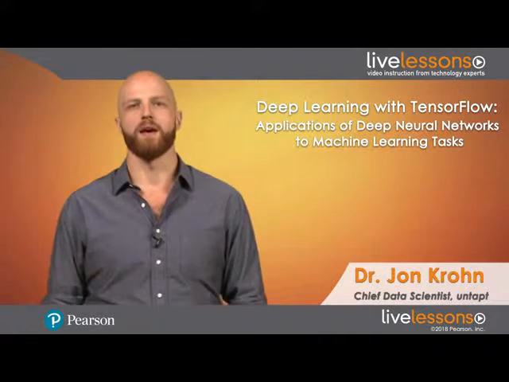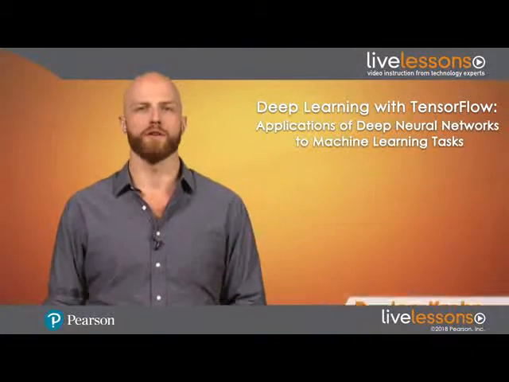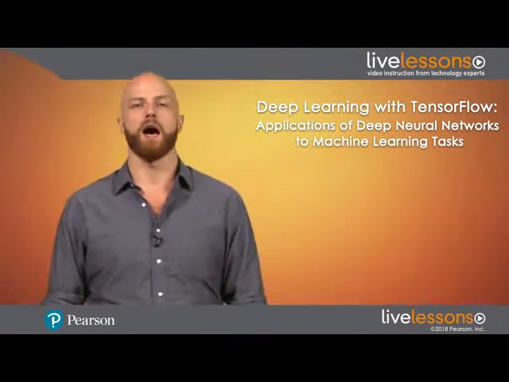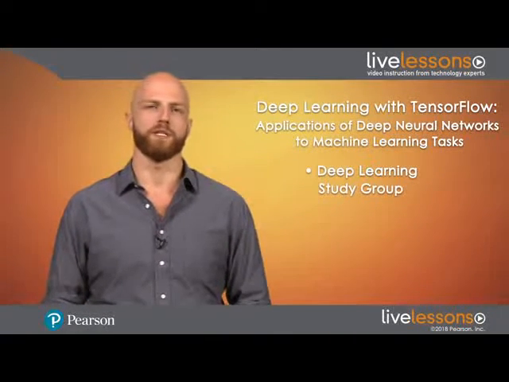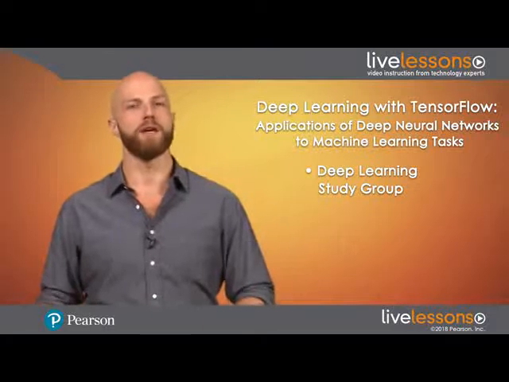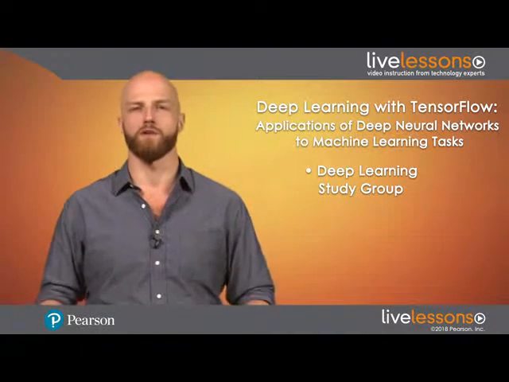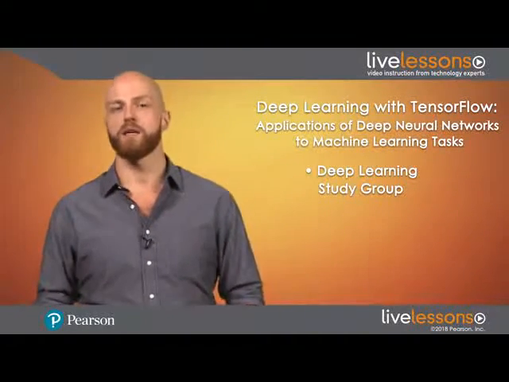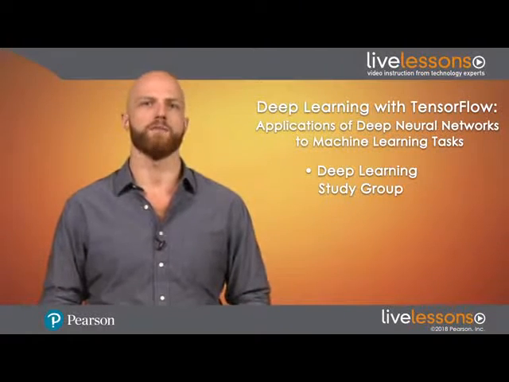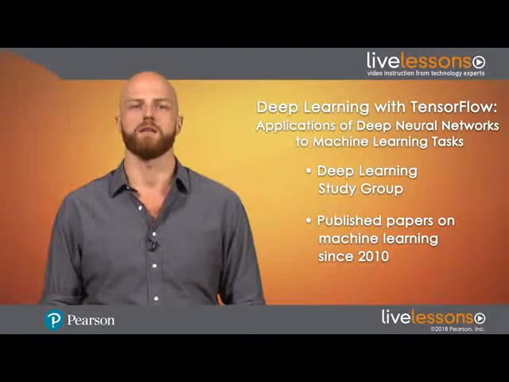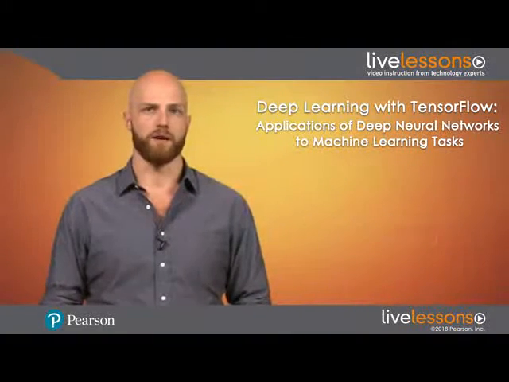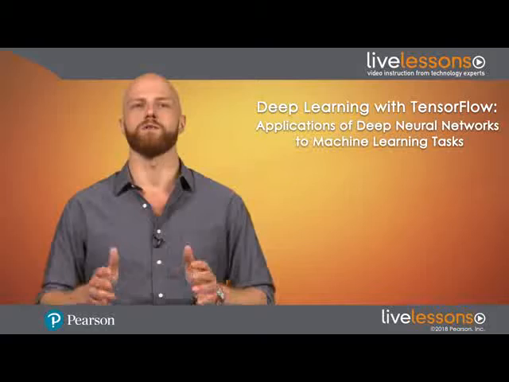I'm John Krohn, and I'm the Chief Data Scientist at a machine learning startup called Untapped. Out of our office in New York, I have the great privilege of leading a fun and enthralling deep learning study group that attracts both theory and application-focused folks from across the city. In addition, as a product of my doctorate in neuroscience from Oxford University, I've been publishing machine learning papers since 2010. These live lessons are the fruit of all my backgrounds blended into one.